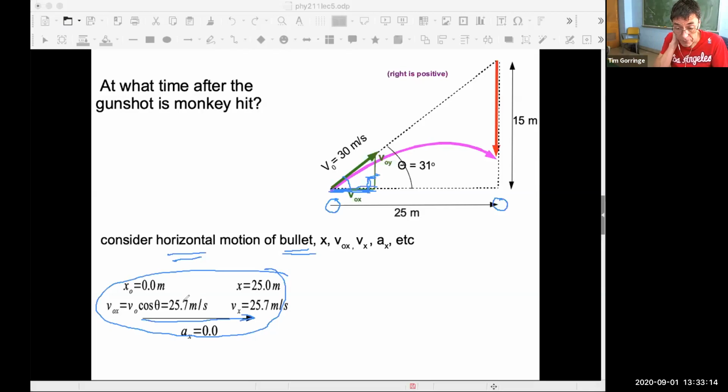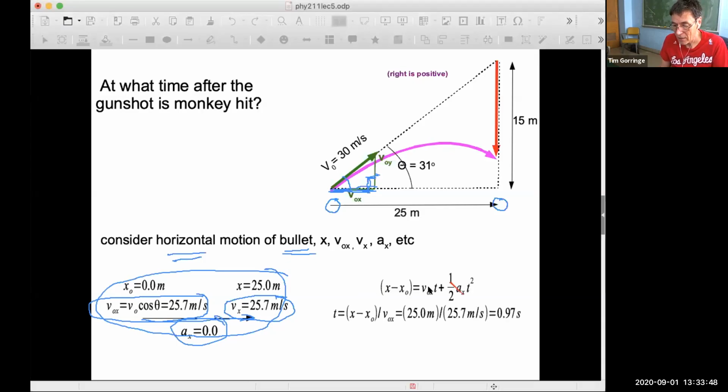That's the horizontal motion, horizontal velocity of the bullet. And because there's no acceleration, that's also the final velocity of the bullet. So that's very simple horizontal bullet motion. Well, if I know this velocity and I know the distance I'm going to travel, it's straightforward to figure the time it takes. So that's what I did on the right.